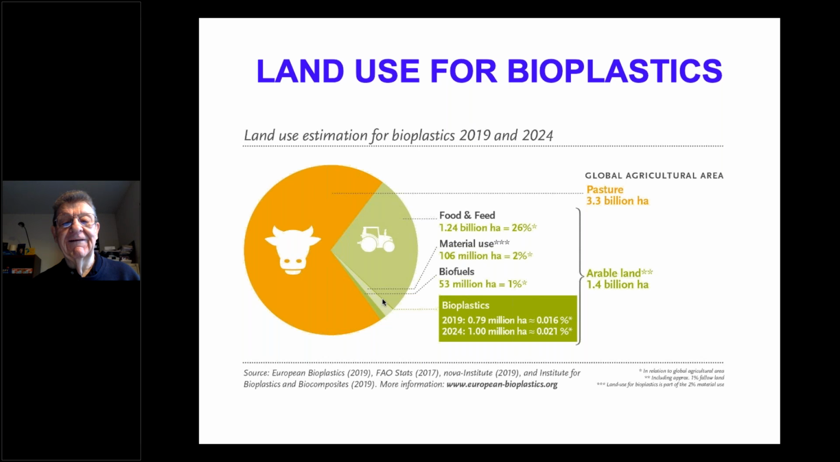Is there a problem with using land for bioplastics? Well, that's what I've just answered there. The answer is no. We're talking about by 2024, 1 million or so hectares, which is 0.021% of the world agricultural area. Okay, that has answered that question very well.